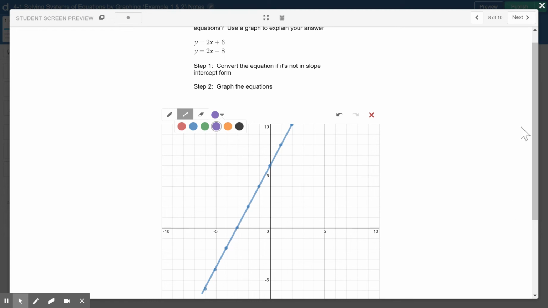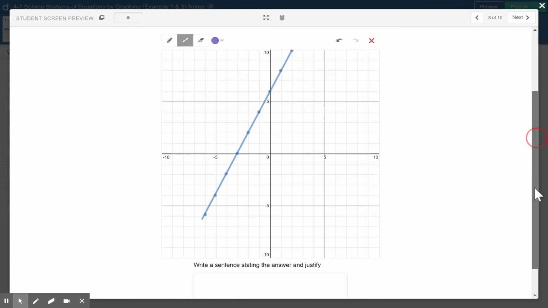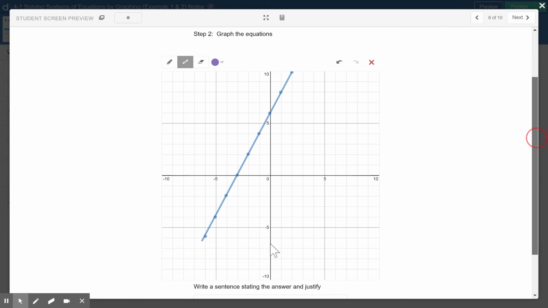So you should remember from topic 2 or from the notes previously that these are going to be parallel lines. They're never going to intersect. So you can move to the previous slide to figure out what that answer is, or you can just remember or think about, since they don't intersect, that means there's no solution. So these are 2 parallel lines.